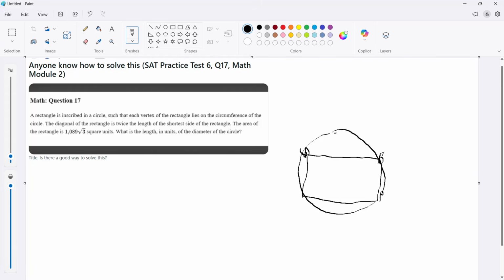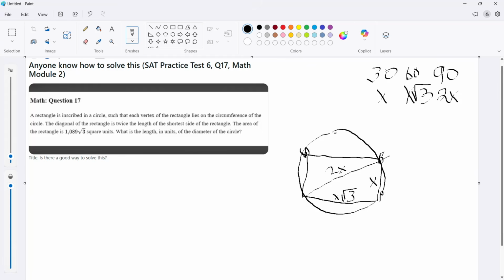The diagonal of the rectangle is twice the length of the shortest side. This is 2x, and I'm calling this x. Well, you might remember that in a 30, 60, 90 triangle, the ratio of the sides are x, 2x, and x square root 3. So this is x square root of 3.